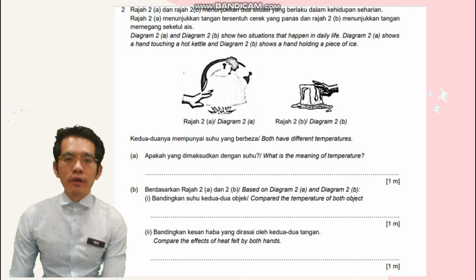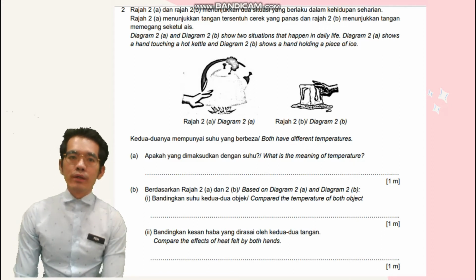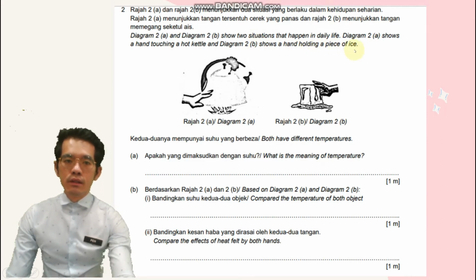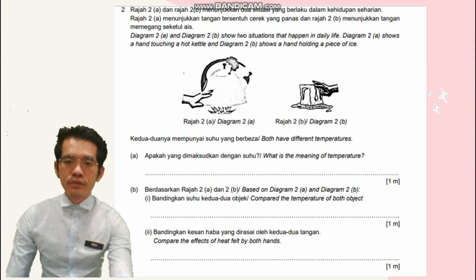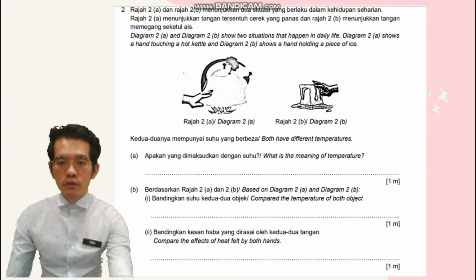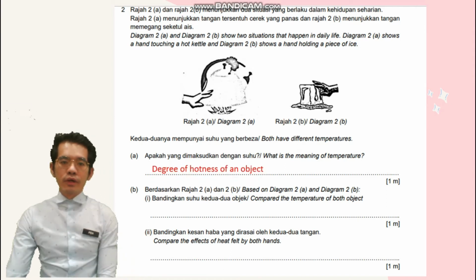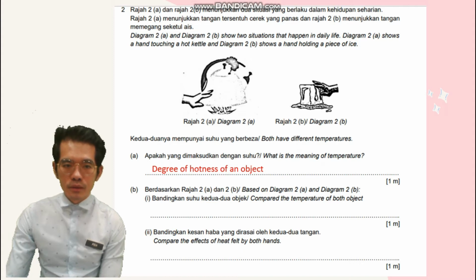Question number 2. Diagram 2A and 2B show two situations that happen in daily life. Diagram 2A shows a hand touching a hot kettle, and diagram 2B shows a hand holding a piece of ice. So both have different temperatures. A, what is the meaning of temperature? Okay, so this is the definition for temperature. This is the answer: degree of hotness of an object.